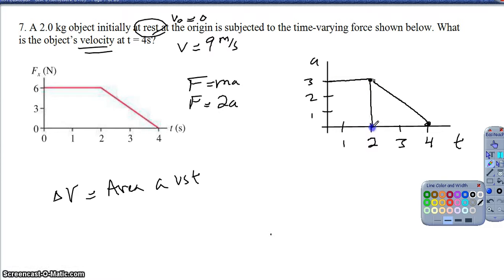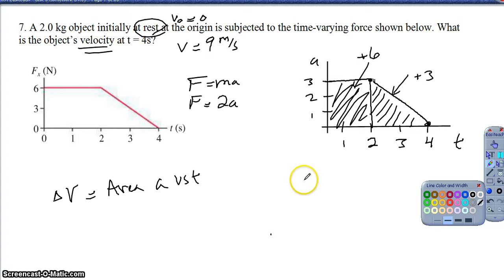Well, it's actually very nice because it's even just geometric, right? I can find the area under that. That rectangle would be a 3 by 2 rectangle, so that would be a positive 6 amount of area. And then the area of this would be a height of 3 and a width of 2, and it'd be a triangle, so it would be a plus 3. So collectively, my total change in velocity would be plus 9.